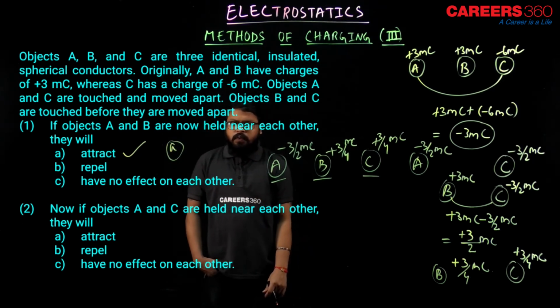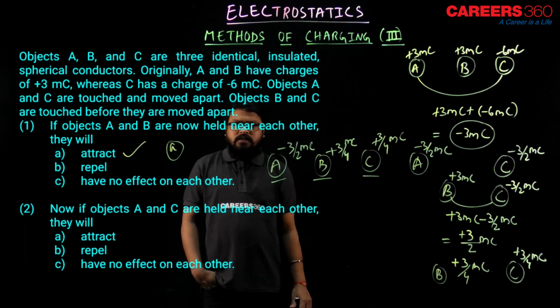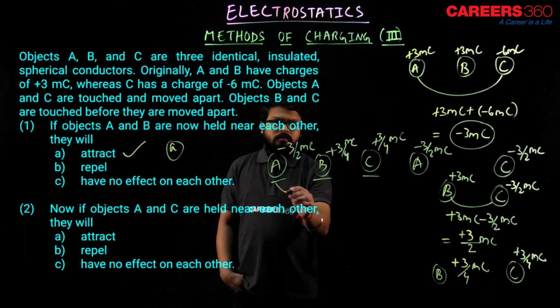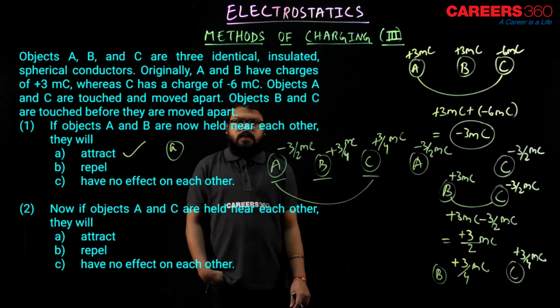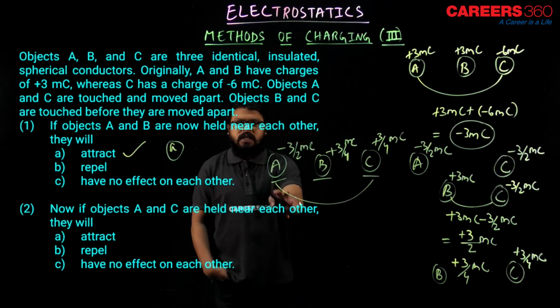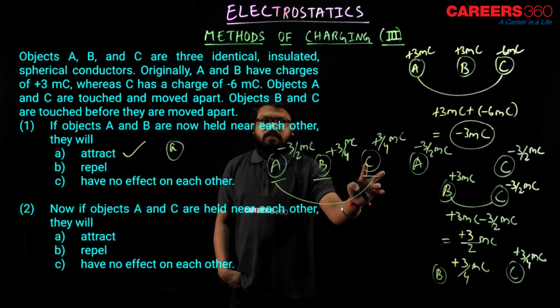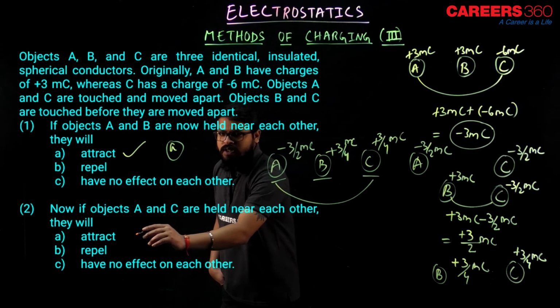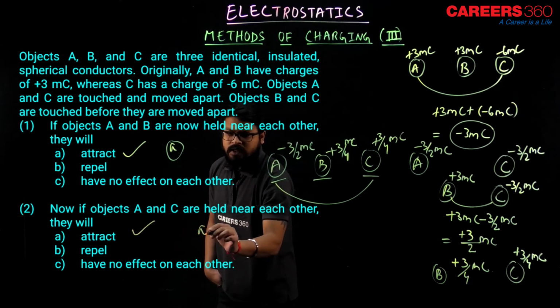Now question number 2. If objects A and C are held near each other, they will... A and C, as you can see, are again opposite in nature, negative minus 3 by 2 and positive plus 3 by 4. So they will attract, that is option A. I hope that is clear to you, right?